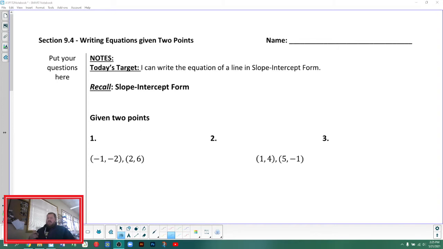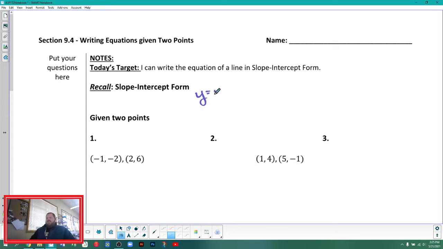This is the culmination of our writing in slope-intercept form. And just as a reminder, slope-intercept form, y equals mx plus b, where m is the slope and b is the y-intercept. I've done that every day, every video, to just drive that point home over and over again.